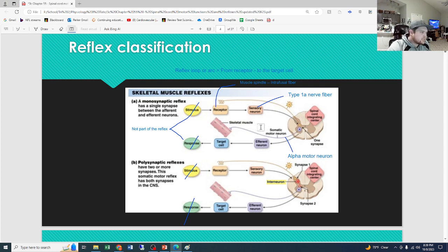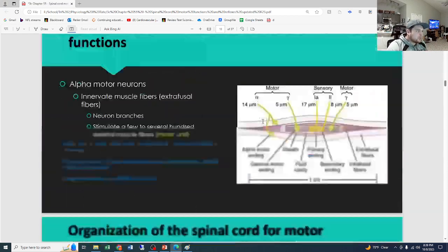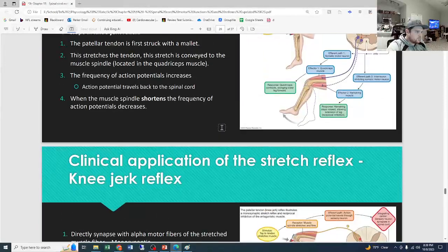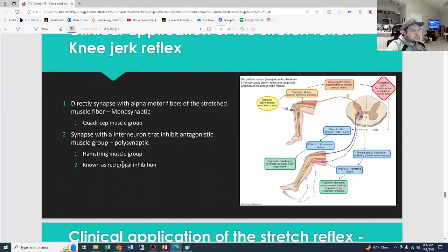At the same time that the knee-jerk reflex is occurring, you have an additional polysynaptic reflex, which is the reciprocal inhibition. Okay? Keep those two things separate, because that helps, especially asking questions.